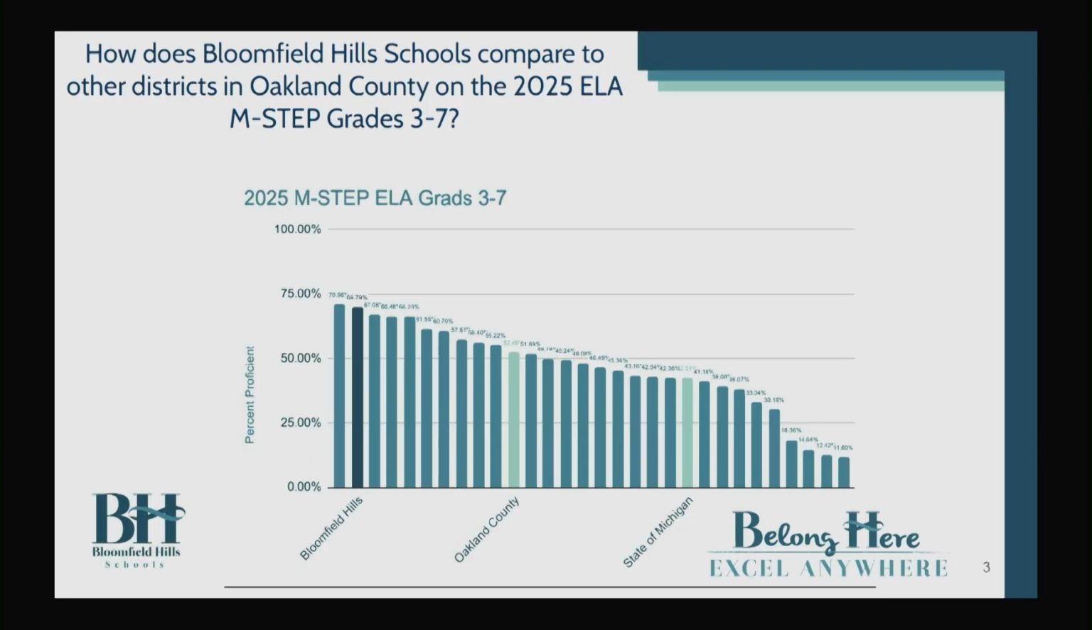For literacy, this is the grades 3 through 7 ELA one, or English Language Arts. So you can see that Bloomfield Hills is that darker second one in the county, and we're well above both the county and the state. The results for this were very similar to last year's.